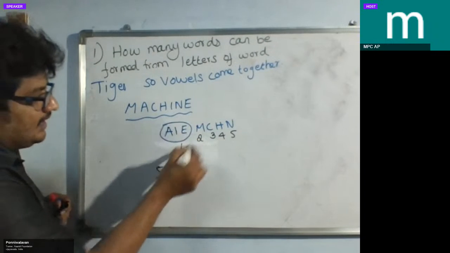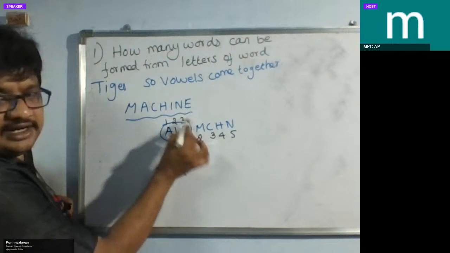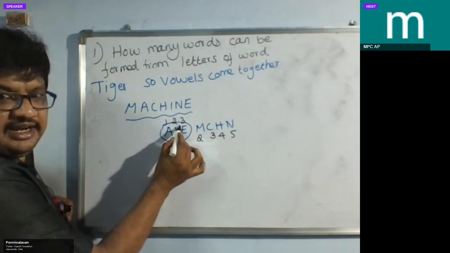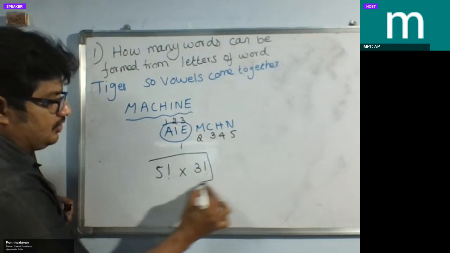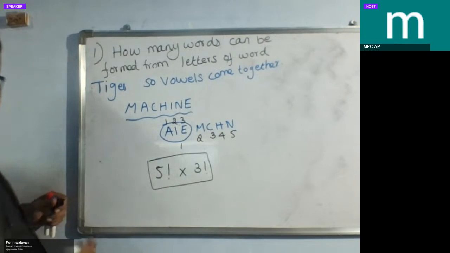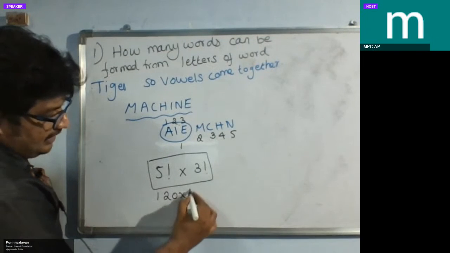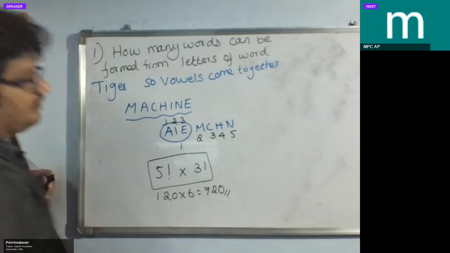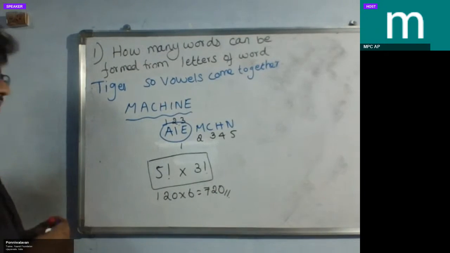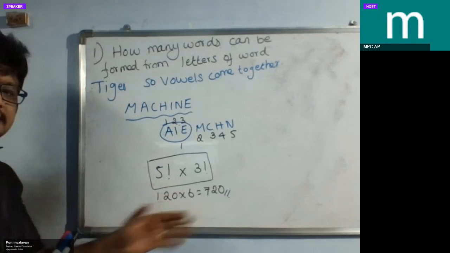So how many letters do we consider as a single letter? 1, 2, 3. Three letters. So 3 factorial. 5 factorial into 3 factorial. 5 factorial is 120, 3 factorial is 6, so it is 720. Okay? Is it clear?